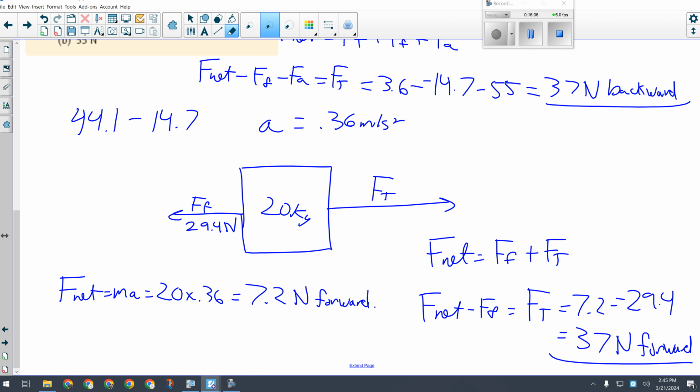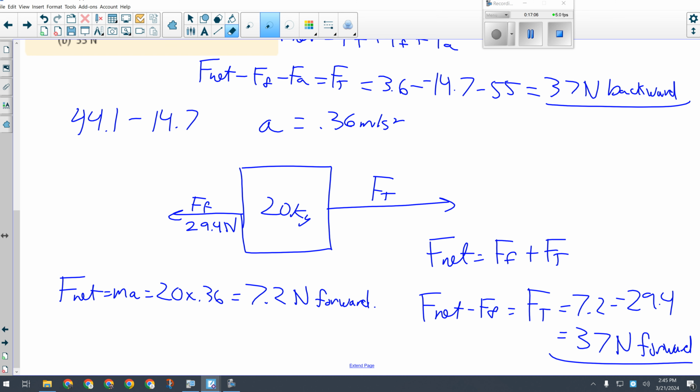When I found the tension in the rope using the front block, it was backwards. Is that okay? Yeah. When you tie something to something else, it acts in two directions. That rope pulls backwards on the front block, but it pulls forwards on the back block. As long as you put in the positives and negatives for forward and backward, you'll end up with the right direction. And it's okay if they're different in this situation.